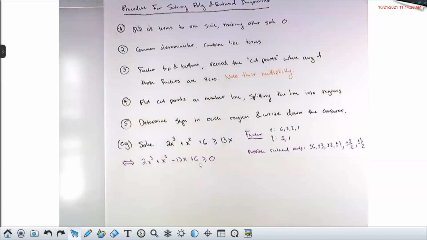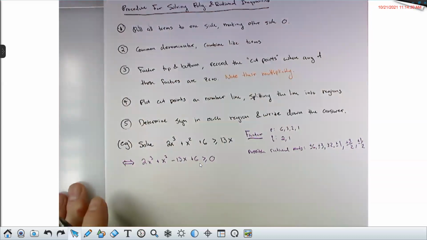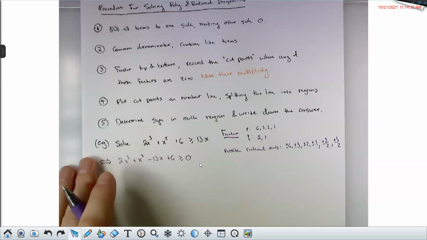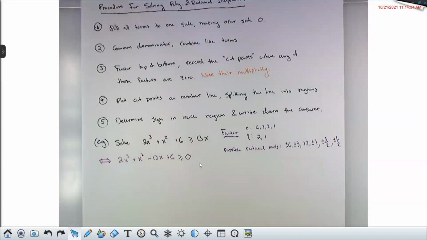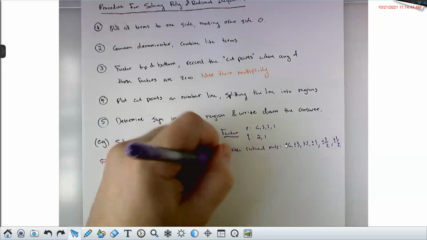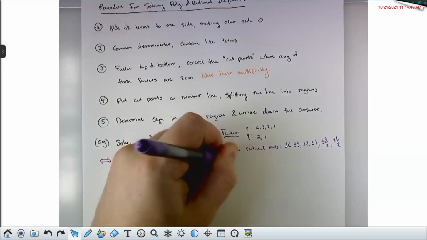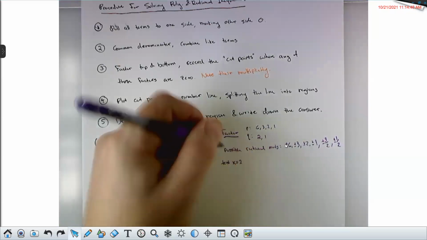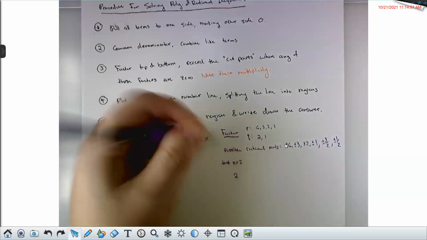So this is my full list of possible rational roots for that polynomial. And now I start checking using synthetic division. For the sake of time, rather than running through all of these, I'm going to start with one that I know works. So I'm going to test x equals 2. And I'll do that synthetic division.